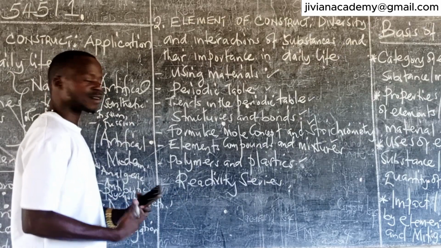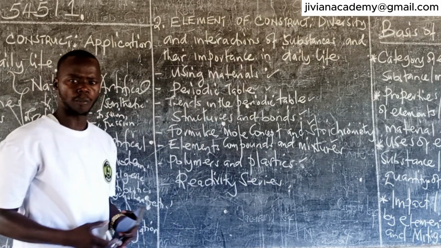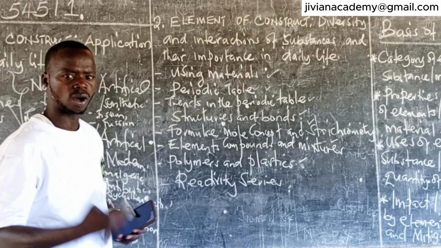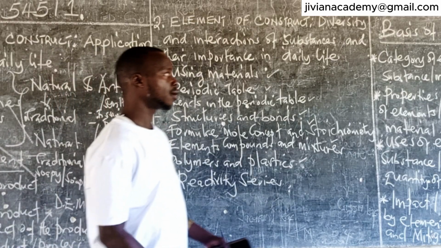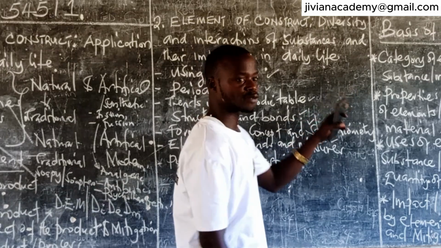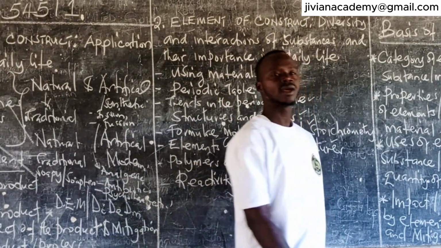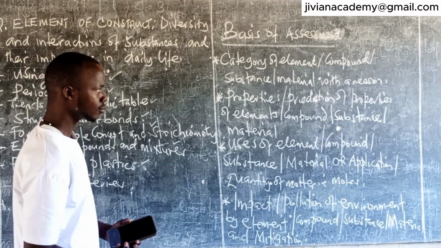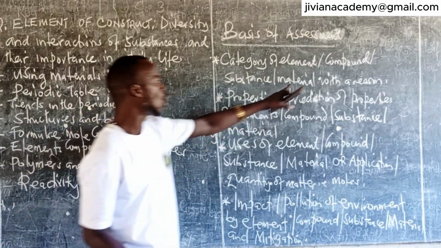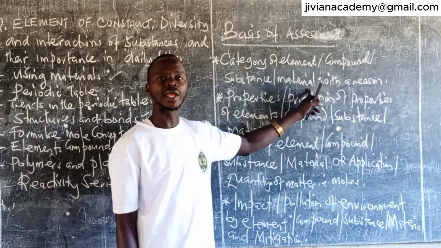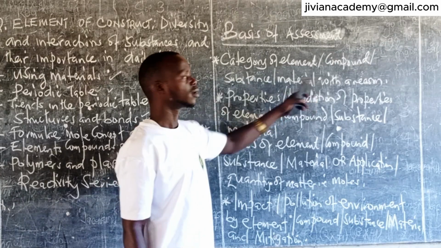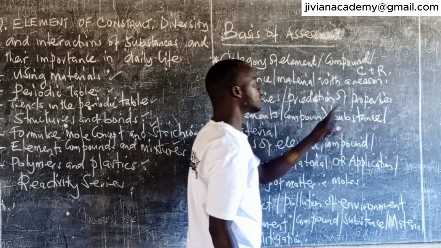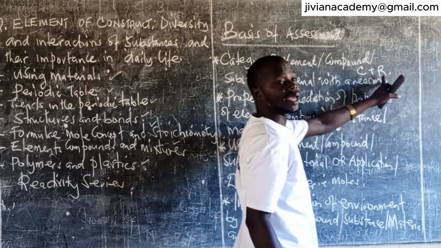Now, what is a learner supposed to know on all these different topics that will enable him to be in a position of getting all the scores under item number 2? That takes us to what we call the basis of assessment. At the basis of assessment, we expect the learner to give us the category of the element or the compound or the substance or the material, with a reason. So here we use C plus R. You give us the category and then the reason.